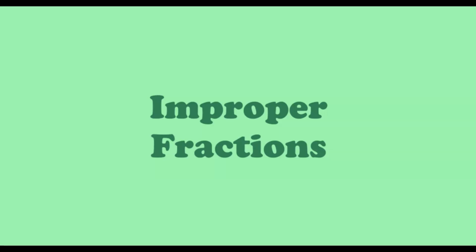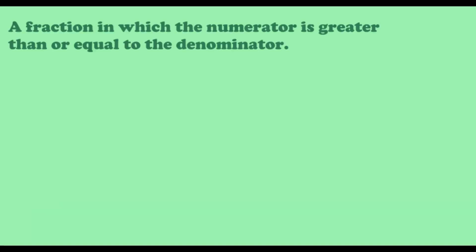In this video, we are going to learn what we mean by an improper fraction. An improper fraction is a fraction in which the numerator is greater than or equal to the denominator. What does that mean? That means that the number on top will be greater than or equal to the number on the bottom. So let us consider an example.